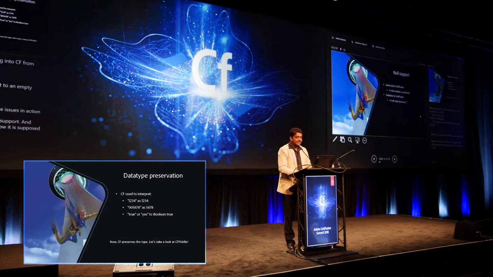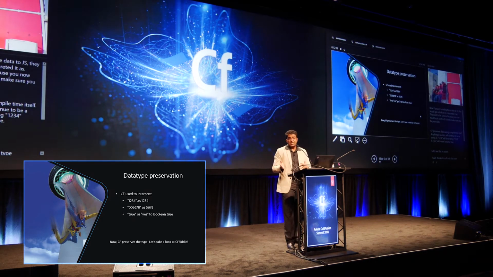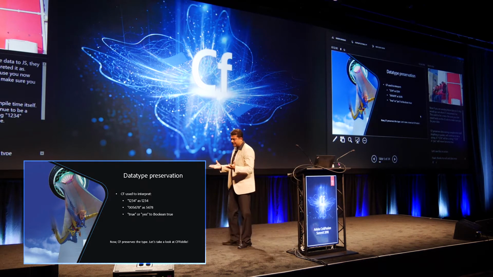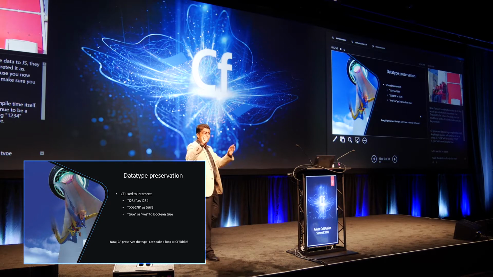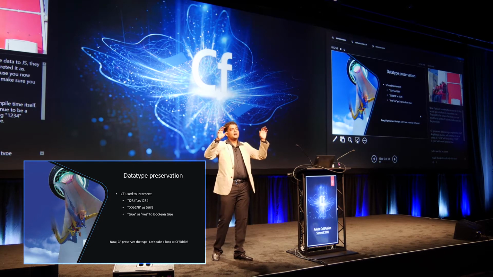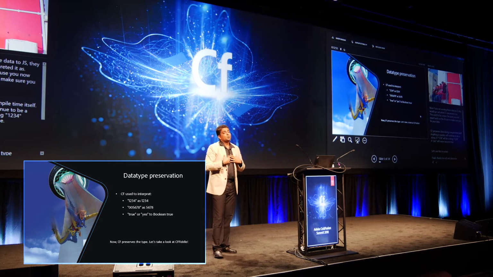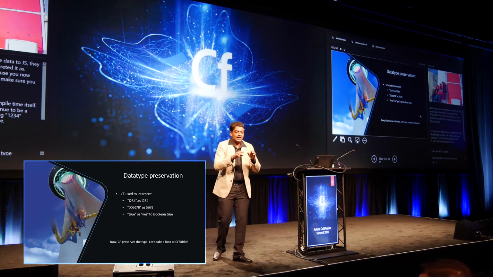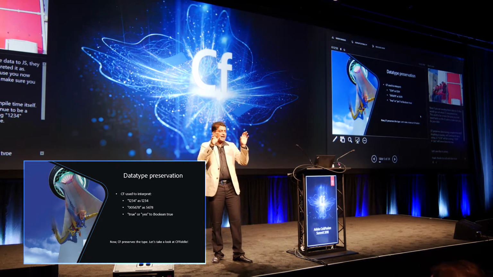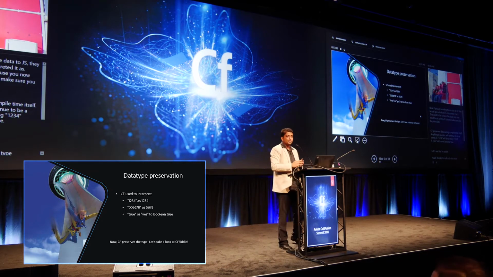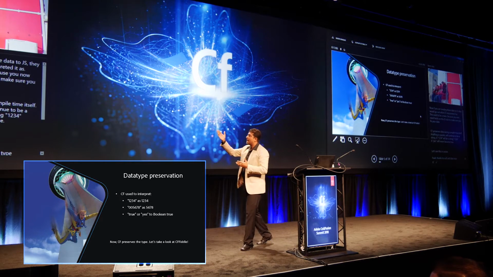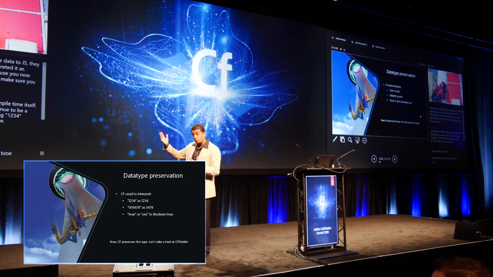Then the second one is data type preservation. ColdFusion is a typeless language. So what it used to do earlier was interpret, let's take that example. There's 1, 2, 3, 4 within double quotes. As a ColdFusion developer, when I give 1, 2, 3, 4 within quotes, I mean to use it as a string, right? But what ColdFusion used to do was interpret that as the number 1, 2, 3, 4, and that is not what I really want.